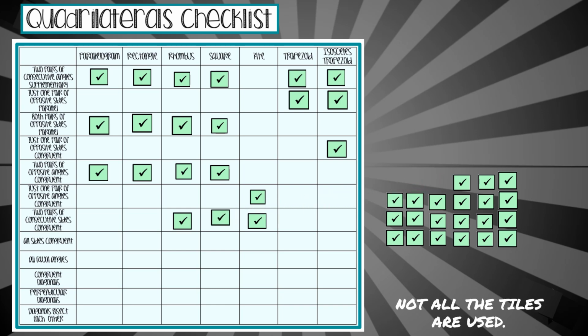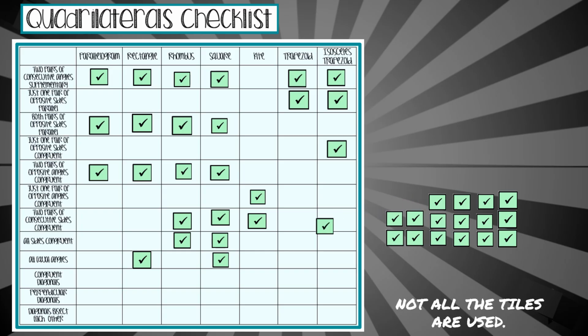Not all 4 are congruent, but there are 2 pairs of consecutive sides congruent. All sides congruent. All right. Rhombus and square are gonna do it. All equal angles. Rectangle has 4 90-degree angles, and so does square. And that is going to be it.